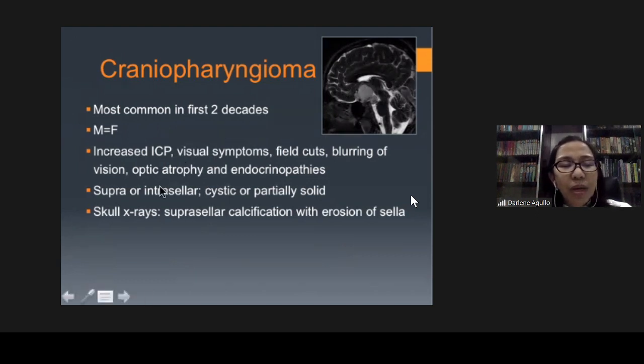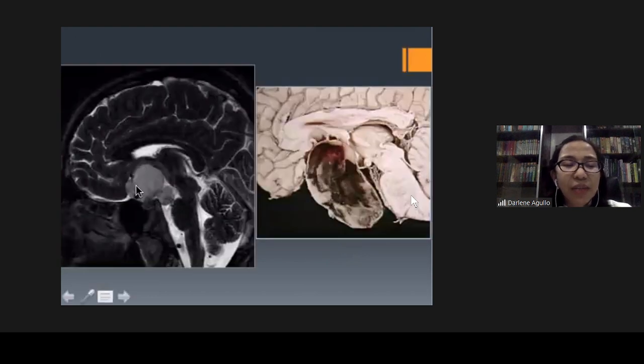Location is supra or intrasellar. It could be cystic or partially solid, and this is best seen with neuroimaging, of course, CT, MRI. Skull X-ray will show calcifications with erosion of sella. Yun lang. Pero hindi siya makaka-distinguish if the lesion is cystic or partially solid. So this is the craniopharyngioma. Ito after post-mortem, no? Post-mortem examination.